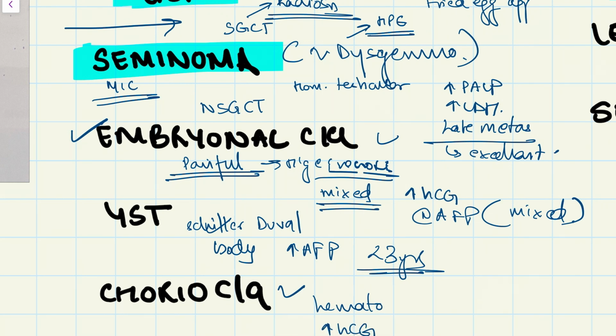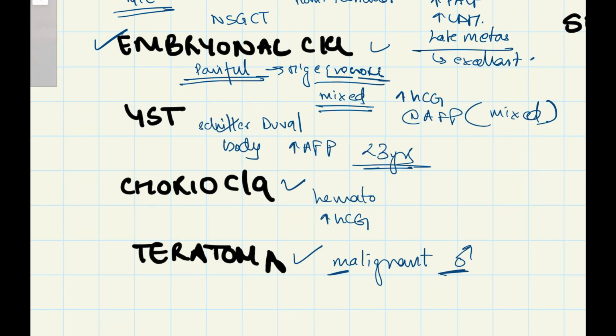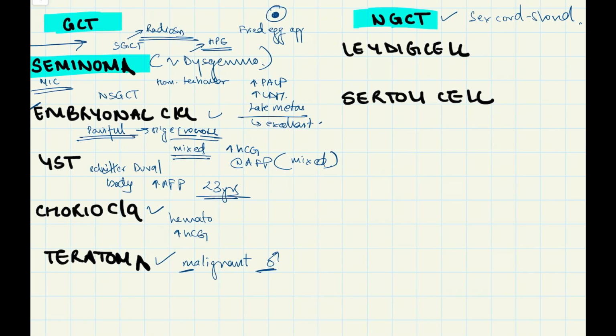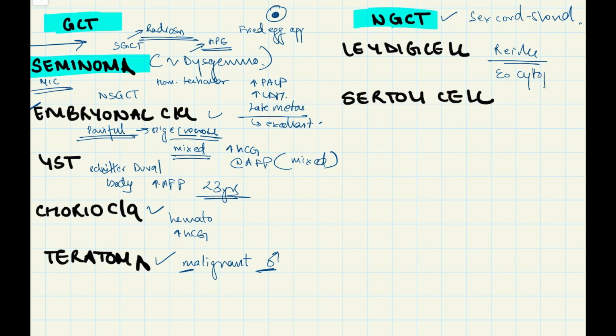And teratoma, which is the mature teratoma, it may be malignant in males. It was benign in females, but it may be malignant in males. Remember MM. Then non-seminomatous, non-germ cell tumors are Leydig cell tumors. They are mostly benign, right? Leydig cell tumors will have Reinke crystals, which is nothing but an eosinophilic cytoplasmic inclusion.